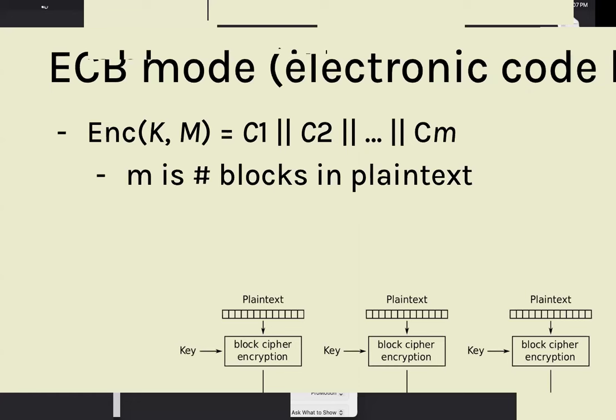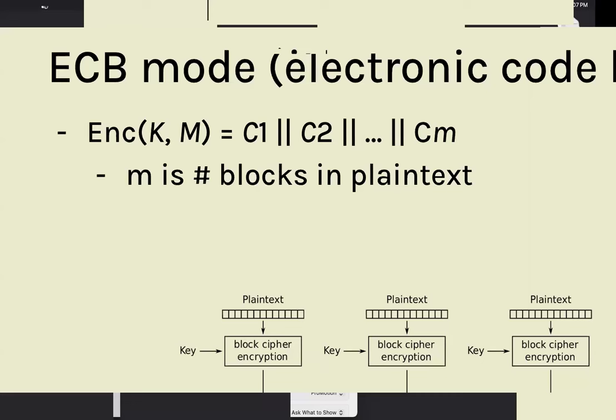Okay. So the first one, and probably the most primitive mode of operation, is ECB. It stands for electronic codebook. The idea is that you divide your message into a number of blocks. Let's say you have a message larger than the block size of the cipher, and you put each block through the block cipher. And whatever ciphertext you get, you just concatenate it together, and that's it.